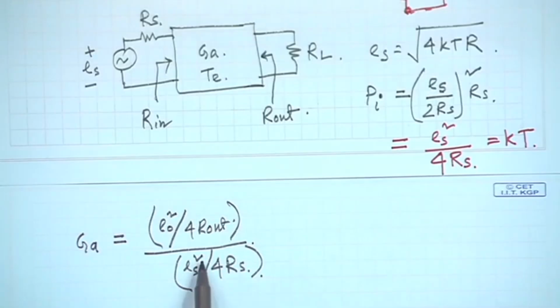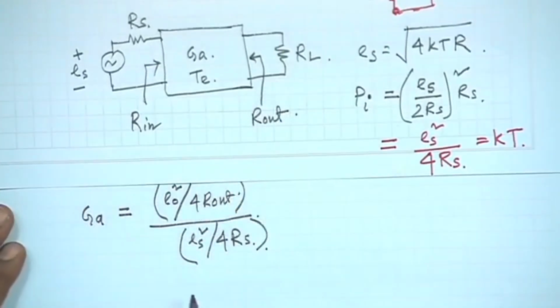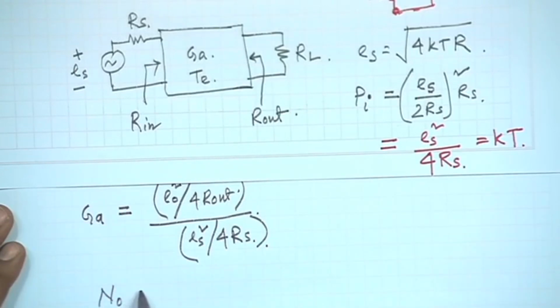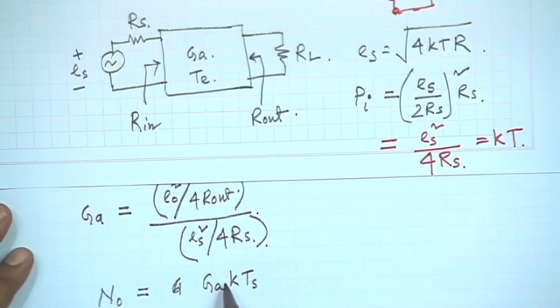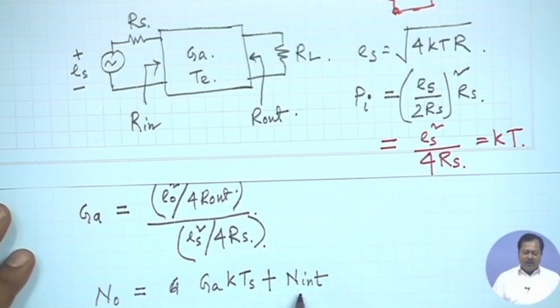So, here also this GA depends on Rs, but not on RL. If I want to calculate the output noise power at the output terminal, let us denote it by N naught. That is equal to GA k Ts. Here k Ts is the incident power from the left-hand side, which is being multiplied by the gain of the amplifier, GA. In addition to this, the amplifier itself will produce some noise, which is given by N internal.